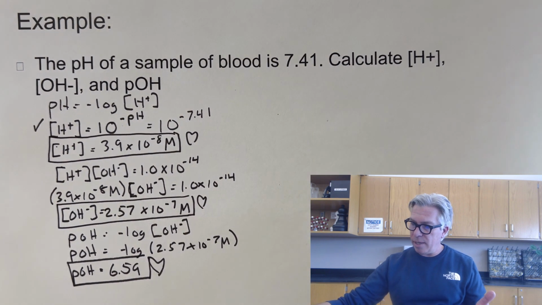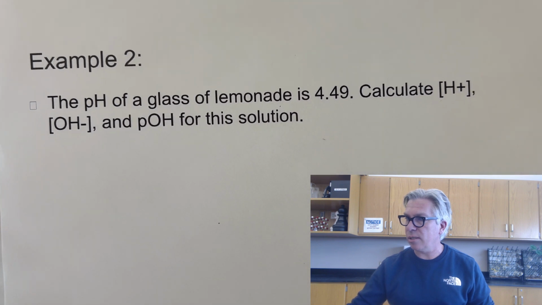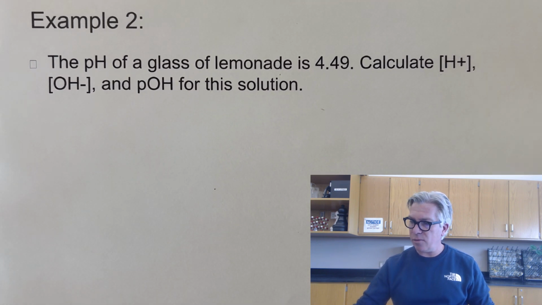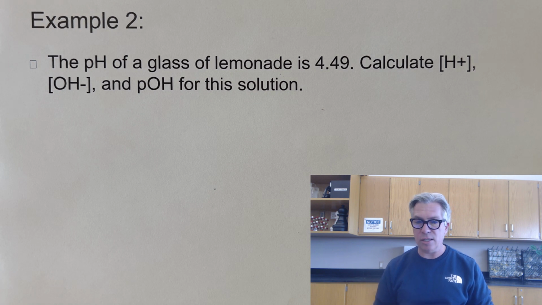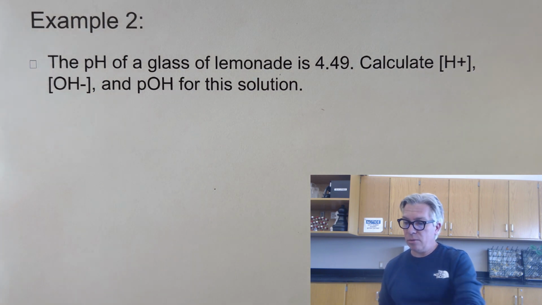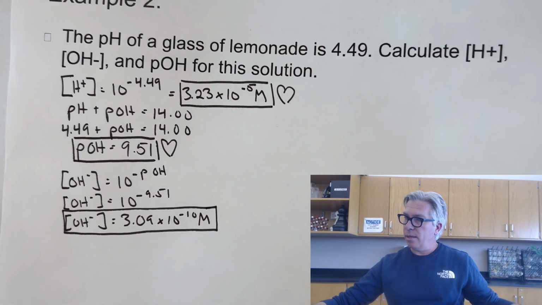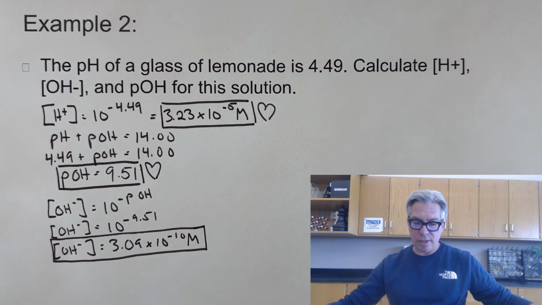All right, let's take a moment and do a pause the video moment. Our job for today is to get used to doing and using these types of equations. So take a moment. The pH of a glass of lemonade is 4.49. See if you can calculate the H plus, the OH, and the pOH for this solution.